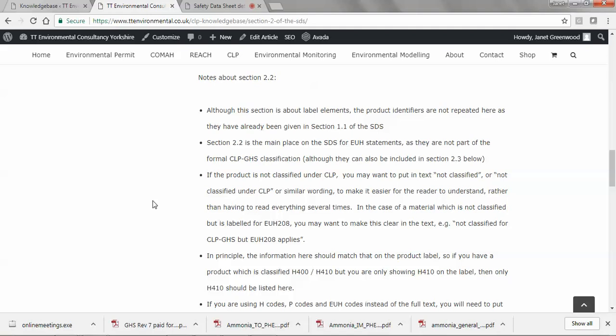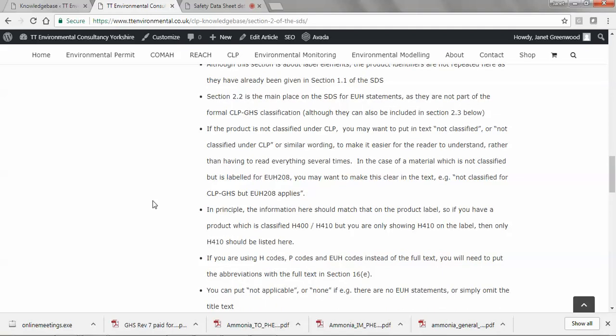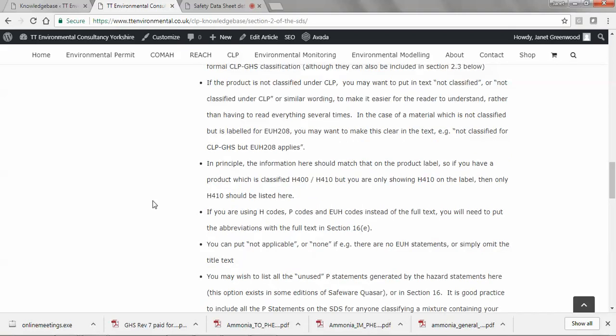So where you've omitted any H statements that are allowed, for example, you're only showing H410 on the label, then you only have H410 in section 2.2. But of course you might also have your H400 and H410 in section 2.1, which is the classification in full. And don't forget any abbreviations go into section 16. You can put not applicable or none if you don't have any EUH statements, or omit the title text.